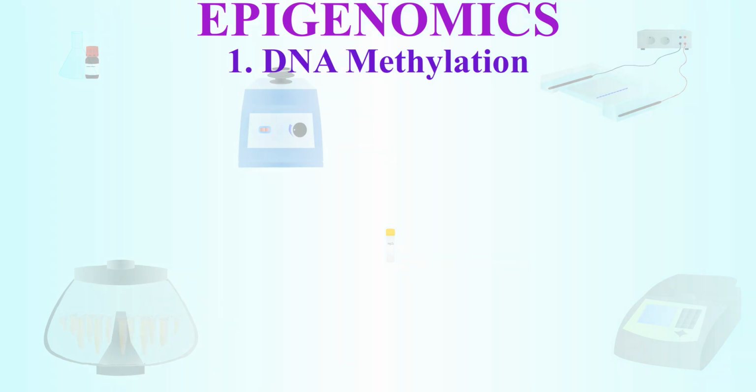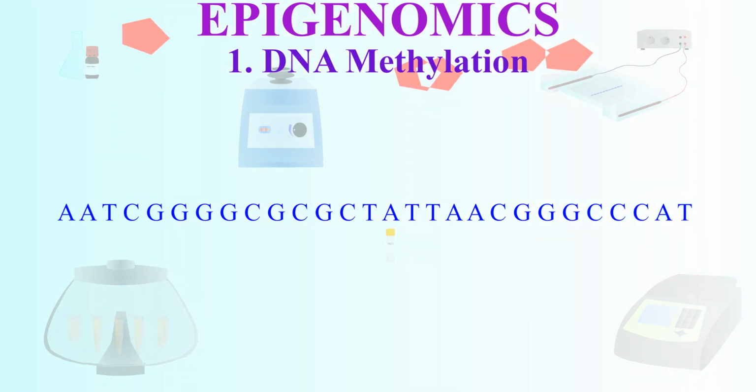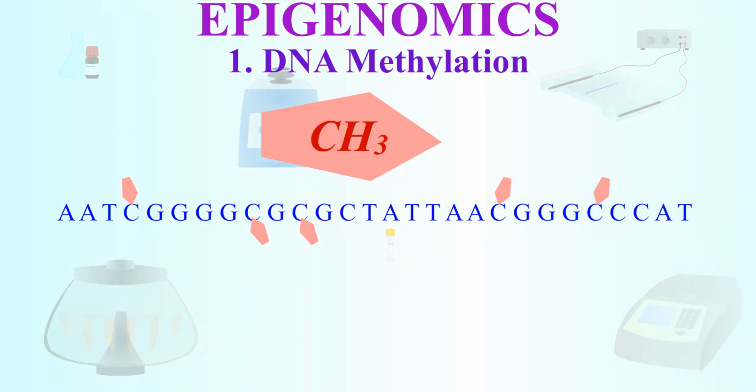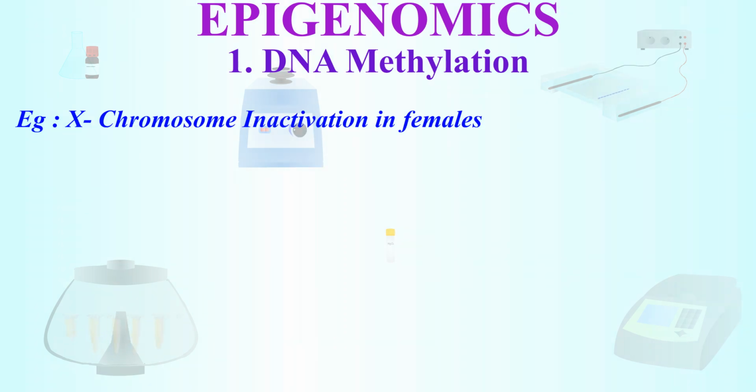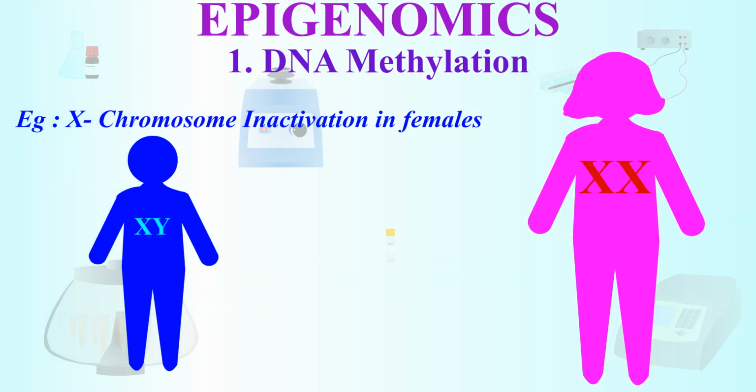1. DNA methylation. DNA methylation is the process of addition of a methyl group, CH3, to the cytosine bases in DNA. Example: X-chromosome inactivation in females. The females contain 2 X chromosomes in their DNA. That is 1 extra X chromosome compared to males, which makes overproduction of proteins that X chromosomes transcribe. So, it needs to inactivate 1 X chromosome at a particular time.